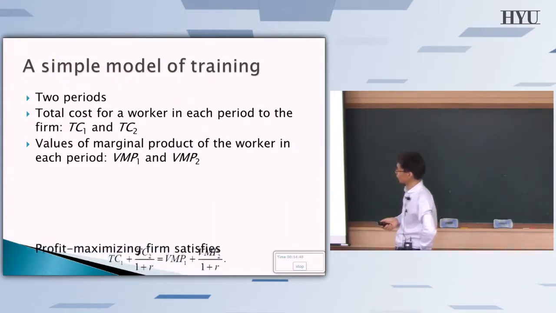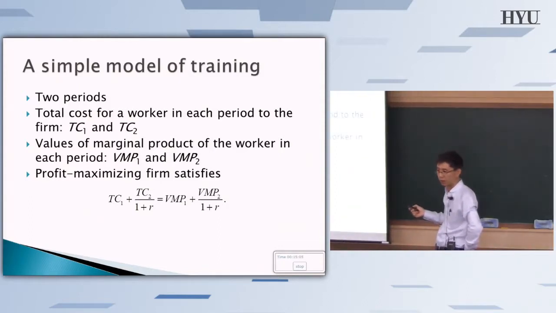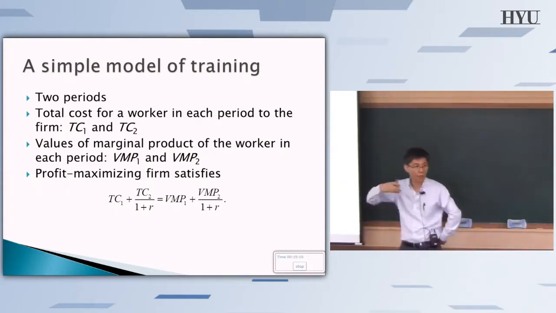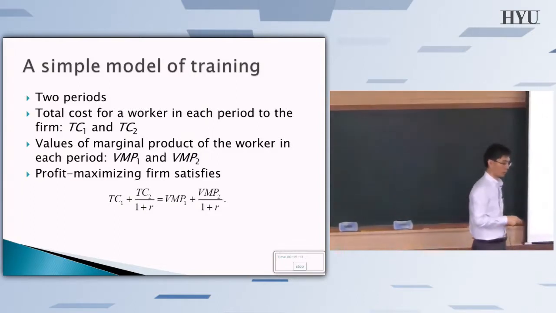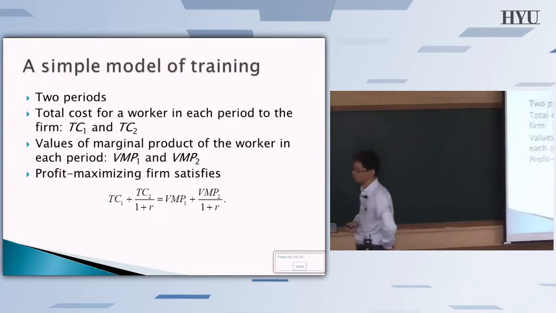So since we have two periods, a profit maximizing firm should satisfy the marginal cost, for one additional worker, must be equal to the value of marginal product of labor. But since we are thinking of a two-period model, the future must be discounted. So that's why TC1 plus TC2 divided by 1 plus R should be equal to VMP1 plus VMP2 divided by 1 plus R. Okay? Get it?